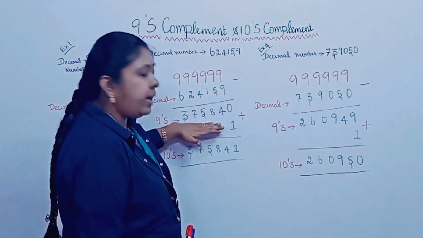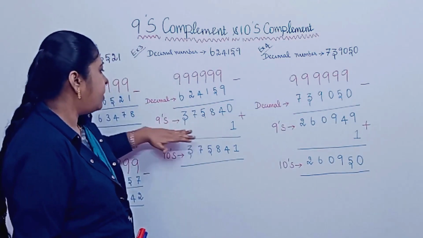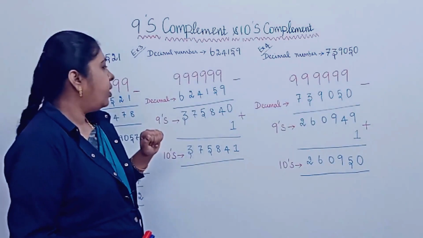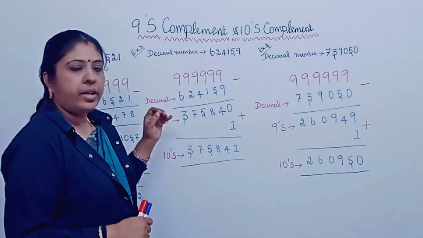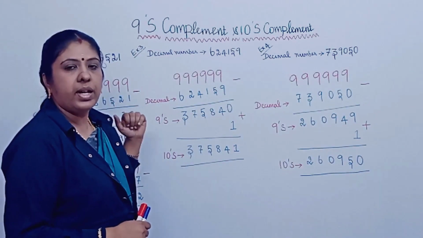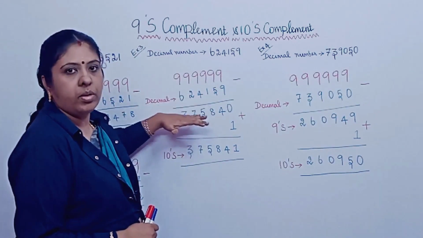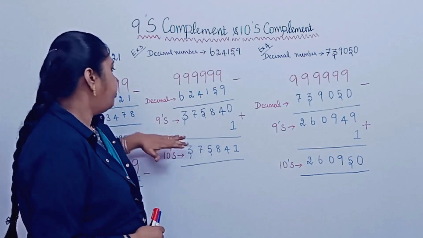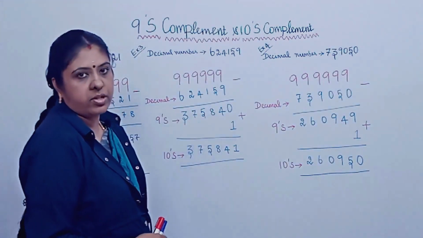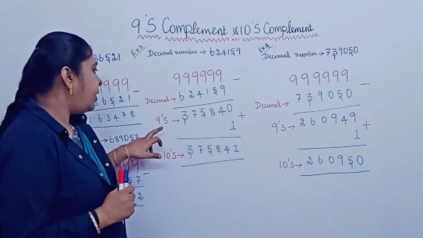So the attained nines complement number is 375840. Since we are already aware of how decimal subtraction or addition is done, I am moving on quickly. The attained nines complement is 375840.